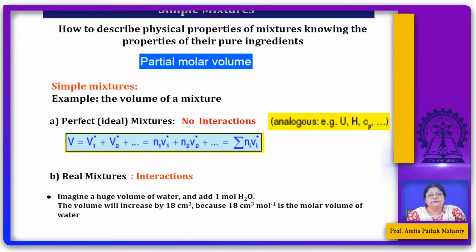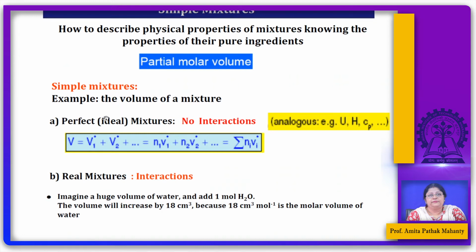Let us talk about only the volume of a mixture. If it's a perfect mixture, that means if I'm talking about gases, all the gases are ideal gases. If you mix them, then what happens? We assume there is no interaction between the molecules. The same can be applied to the internal energy, enthalpy, CP, whatever thermodynamic parameter we are talking about. Volume is one of the examples we are going to take up, because we are going to focus on partial molar volume. We have talked about other thermodynamic parameters, particularly potentials U, H, A and G, but we have not talked about volume so far.